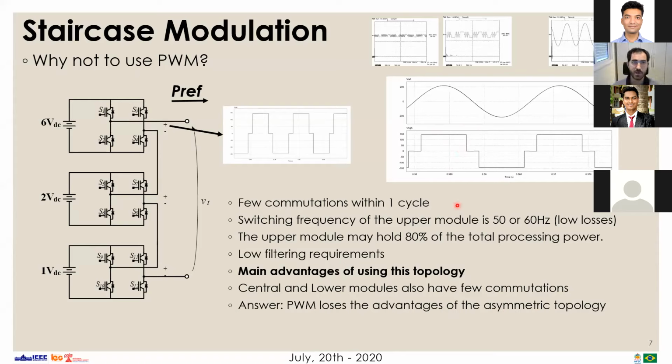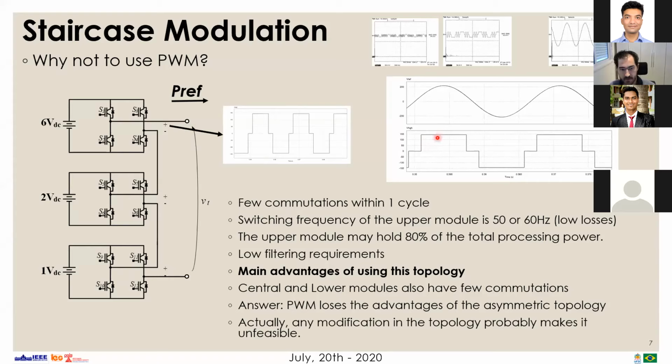So there is a combination that you need to use: this structure here with three modules, and you need to employ staircase modulation. If you apply PWM, again, you will face thousands of commutations, which is not good. Actually, again, any modification in the topology probably makes it unfeasible. If you are thinking about changing something here, you probably face a lot of transitions in the modules, which makes it unfeasible. Okay, this is the answer of why not choose PWM.